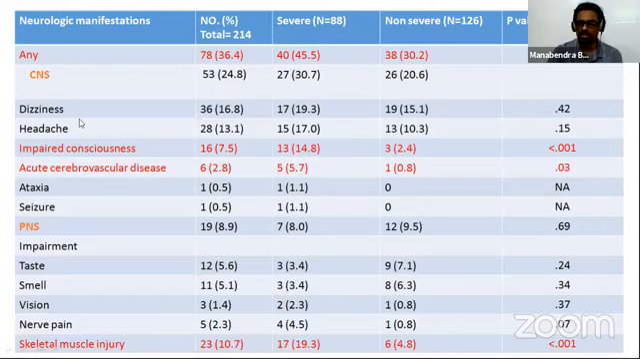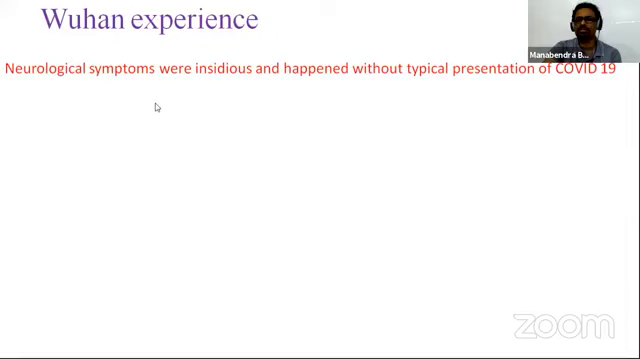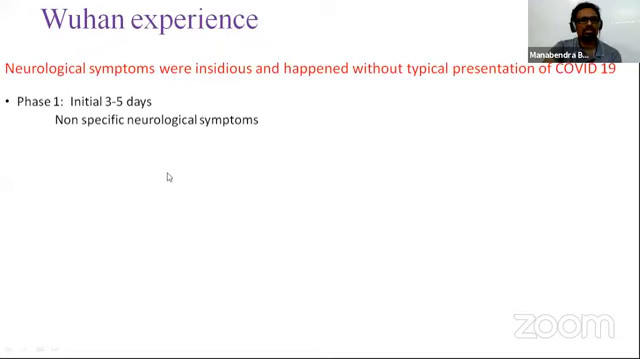So the experience of the scientists from Wuhan was that the neurological symptoms can present without the typical presentations of COVID-19. That is, a patient can present with only neurological symptoms. They found that some patients initially had non-specific symptoms, and then the patients developed typical symptoms with cough and fever.